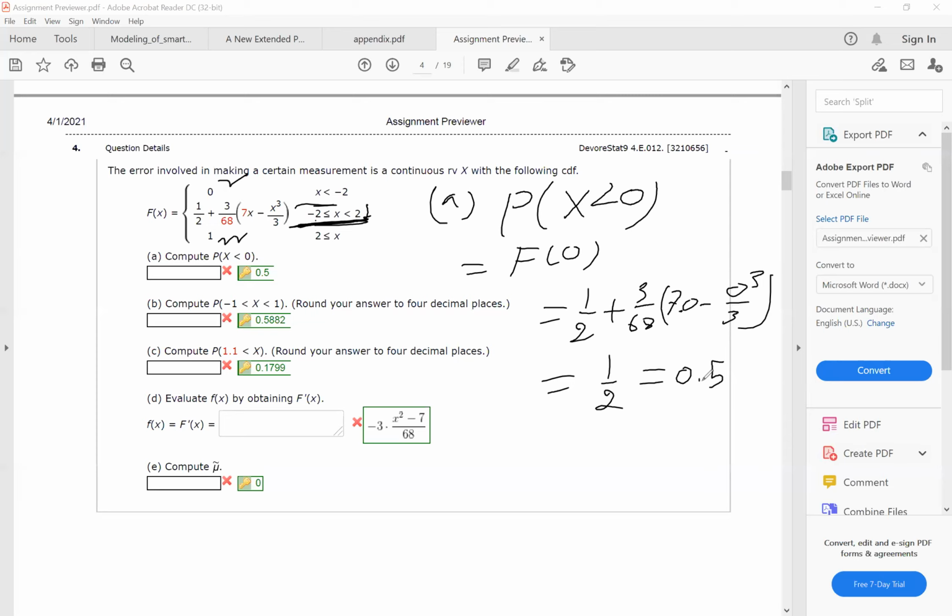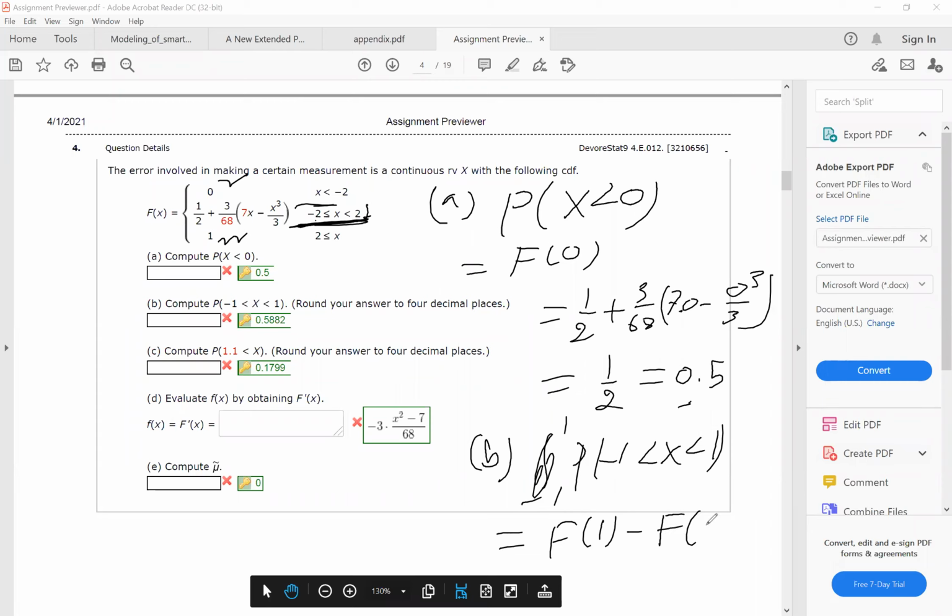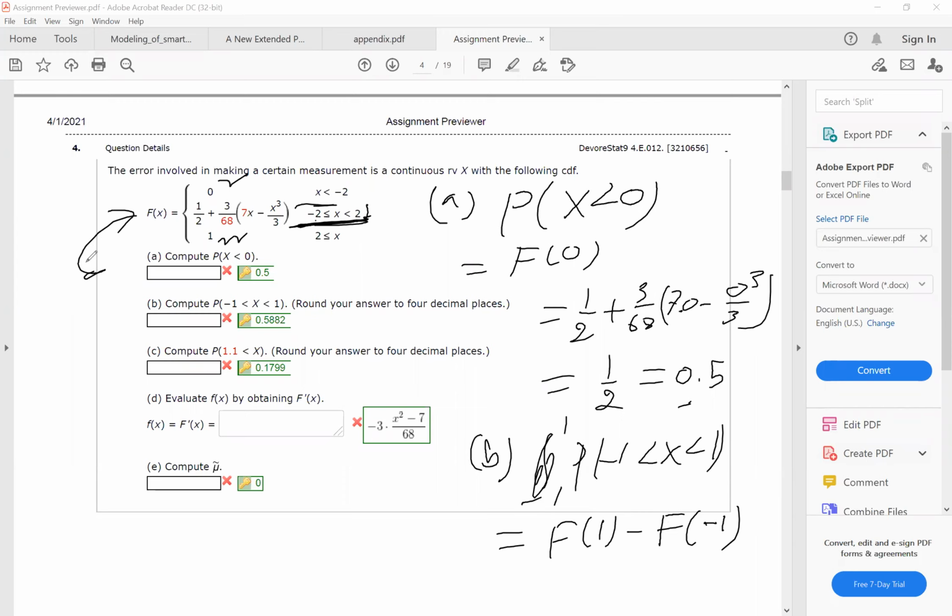Compute the probability when x is between -1 and 1. Most probably the distribution is symmetric, because the probability of x less than 0 is 0.5, which means the median is in the middle. So part B is -1 to 1, the probability of -1 < x < 1. This is just F of 1 minus F of -1. You just plug in these numbers into the function and simplify, and then you will find 0.5882.